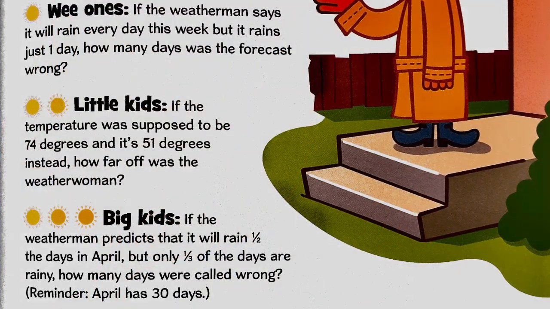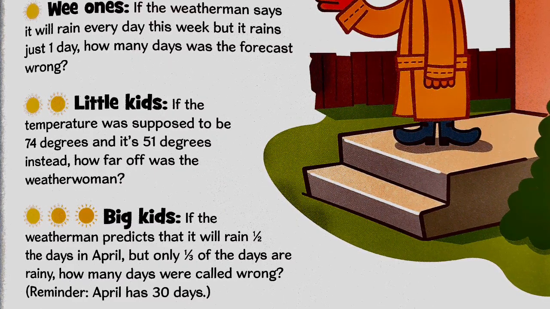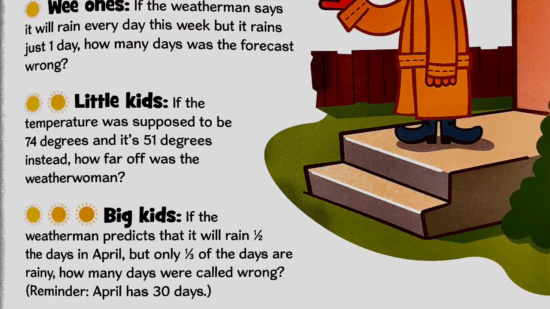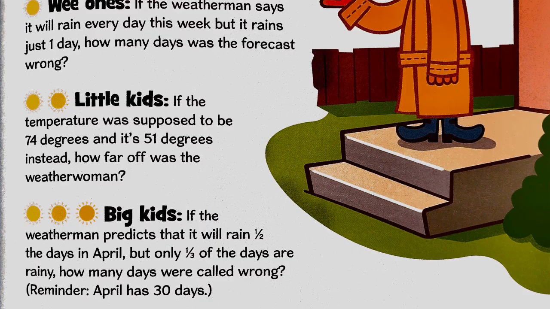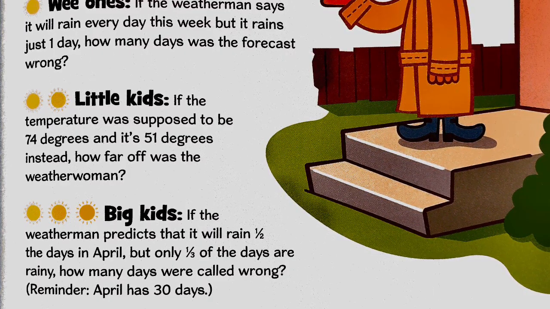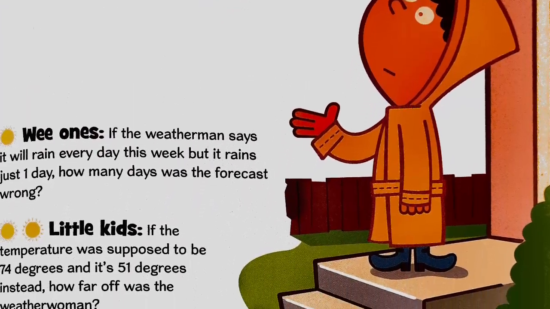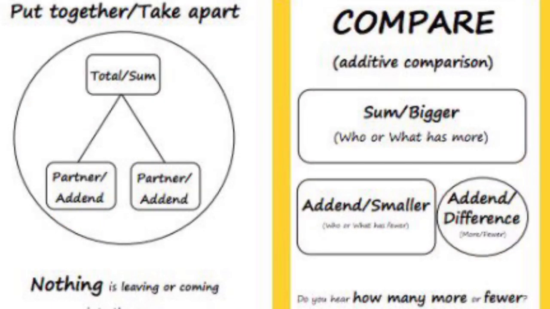Big kids, if the weatherman predicts that it will rain half the days in April, but only a third of the days are rainy, how many days were called wrong? Remember, April has 30 days. Okay, so we've got some fractions here, but what problem type is this? We're comparing those fractions, aren't we? So let's get ready with some compare bars.